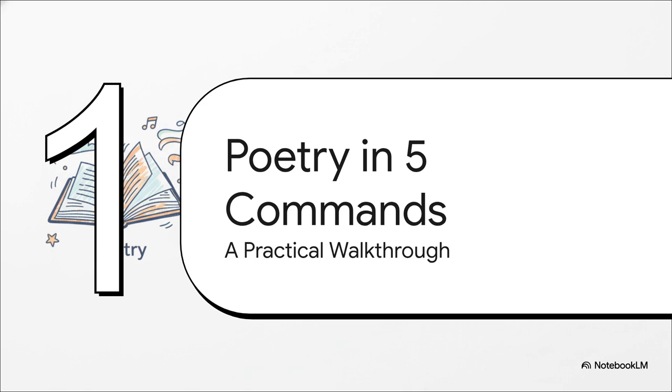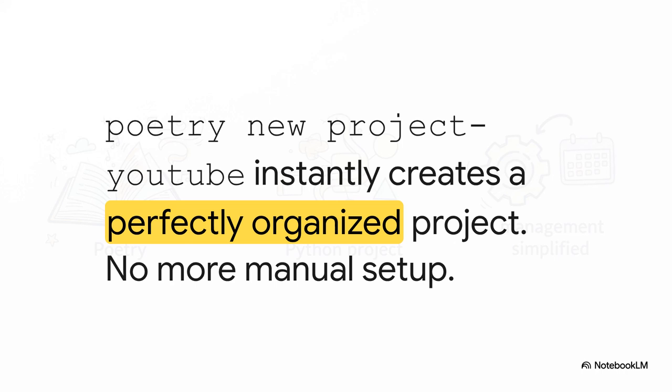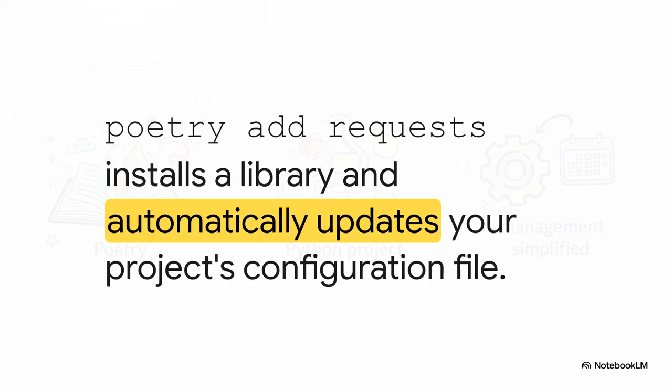I'm going to show you how you can manage the entire lifecycle of a project with just 5 core Poetry commands. Okay, command number 1, creating a new project. You just pop open your terminal and type poetry new and then whatever you want to call your project, and boom, that's it. Poetry instantly creates this perfectly organized directory for you. All the standard files, all the right folders, they're just there, ready for you to start coding. No more manual setup.